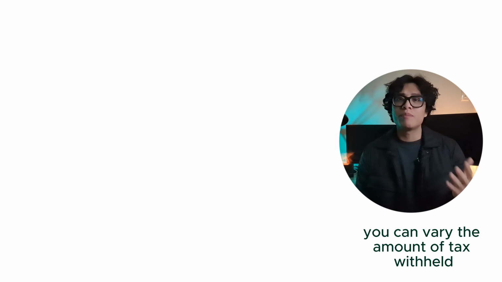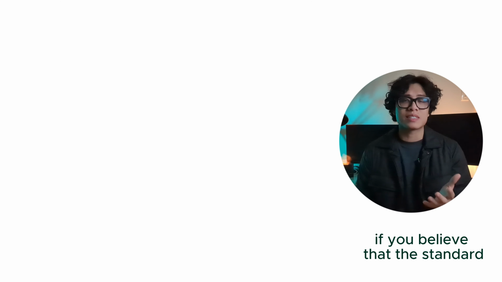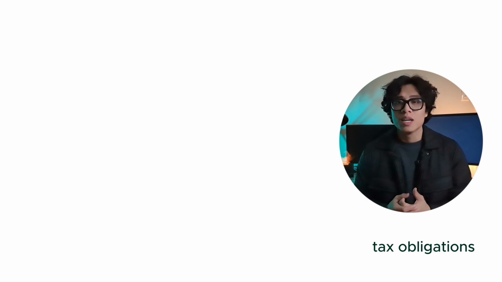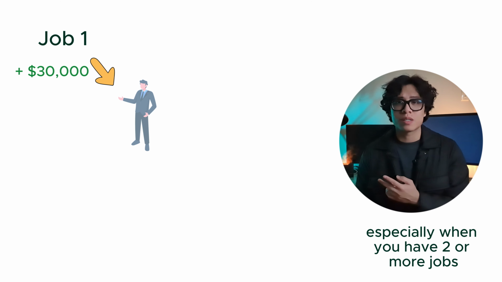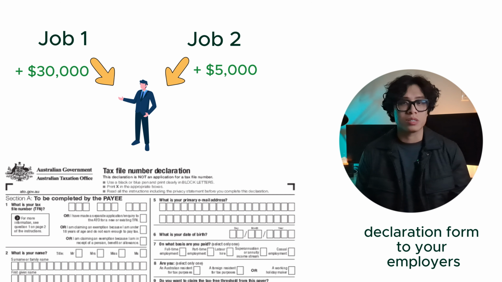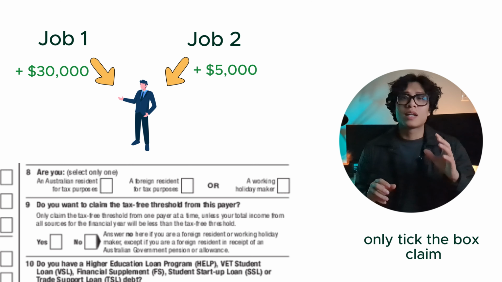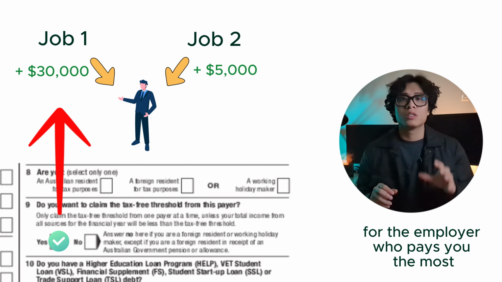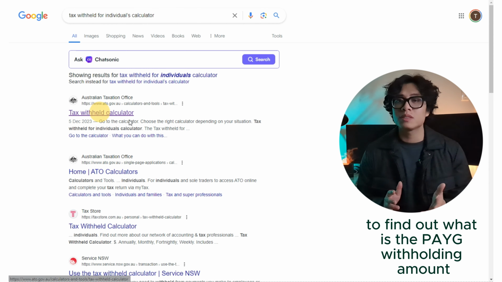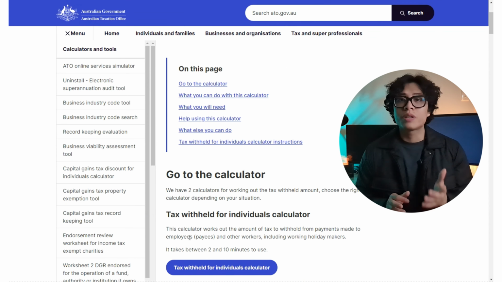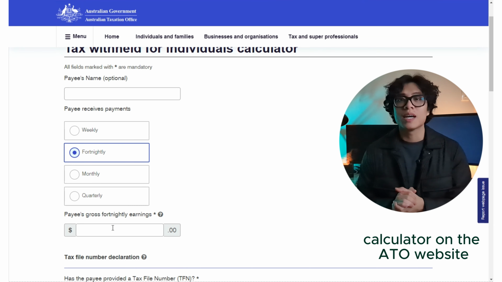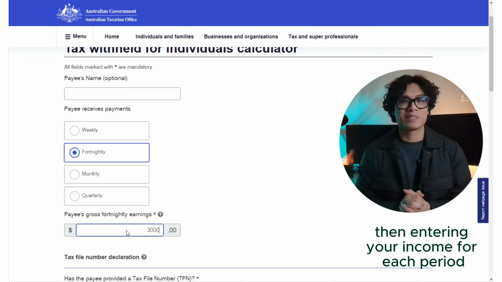Here's a little tip. You can vary the amount of tax withheld if you believe that the standard withholding amount will not cover your year-end tax obligations, especially when you have 2 or more jobs. To do this, when you submit the TFN declaration form to your employers, only tick the box to claim the tax-free threshold for the employer who pays you the most. To find out what is the PAYG withholding amount, especially for your case, you can search the tax withheld for individuals calculator on the ATO website, then enter in your income for each period.